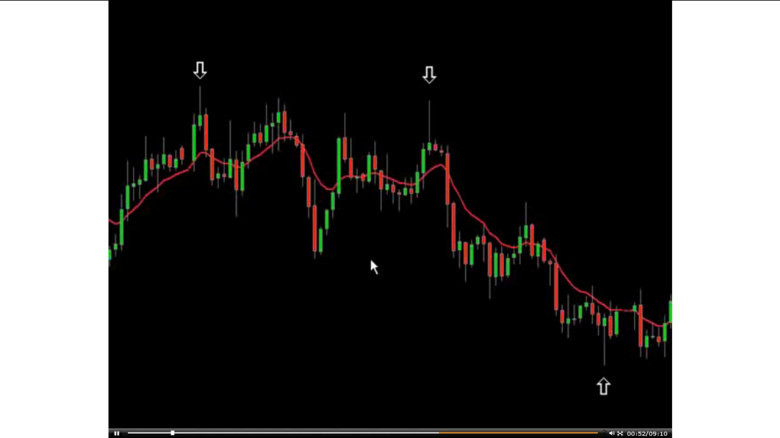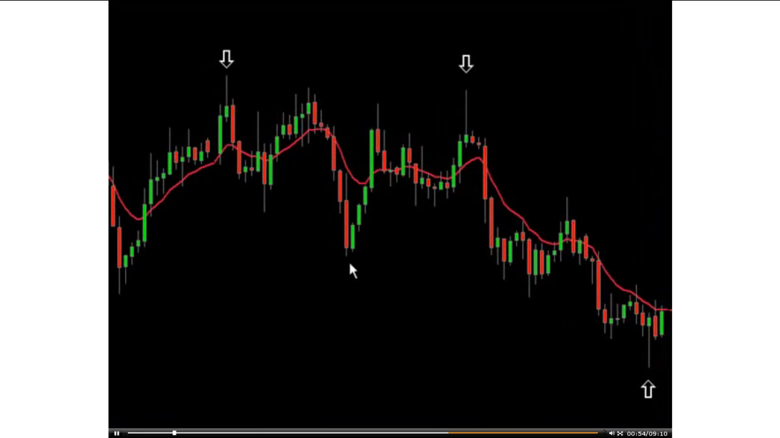What we look for with candlesticks, you cannot trade solely from candlesticks. If you were to do so, you would lose. What we're looking for is areas at the end of moves where price may be about to change direction. We're looking for clues.